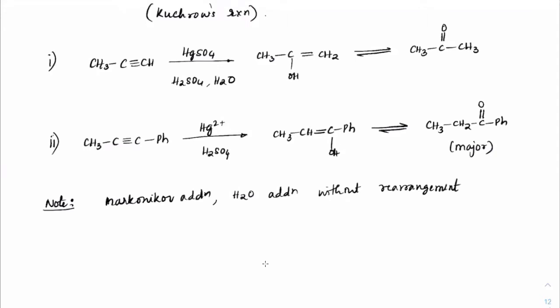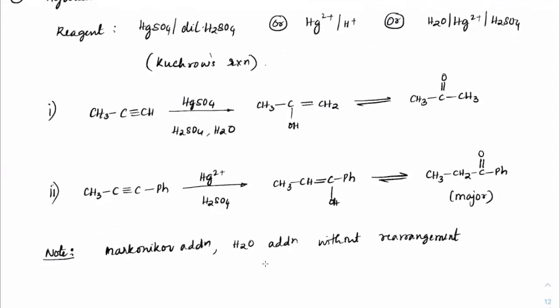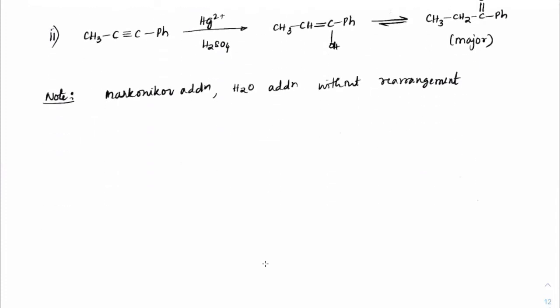Can you see it is nothing but an oxymercuration demercuration? So it is same as oxymercuration demercuration, except the reagent is slightly different. There we used to use Hg(OAc)2. Here we are directly using HgSO4. Okay. Let's see the mechanism here.